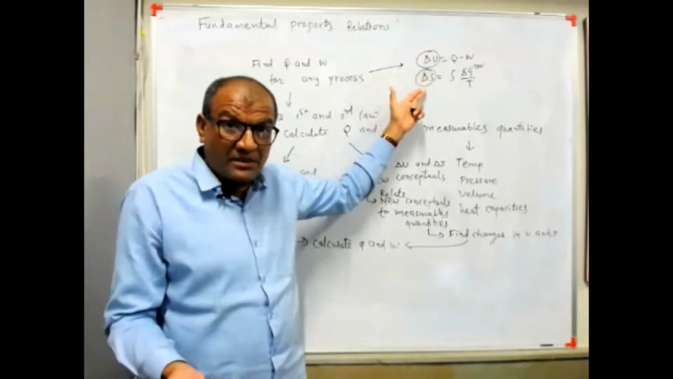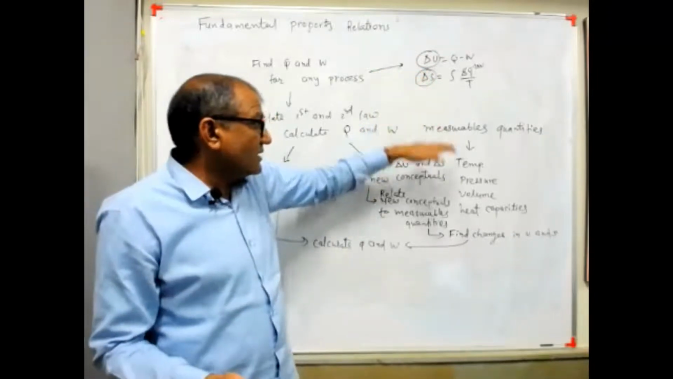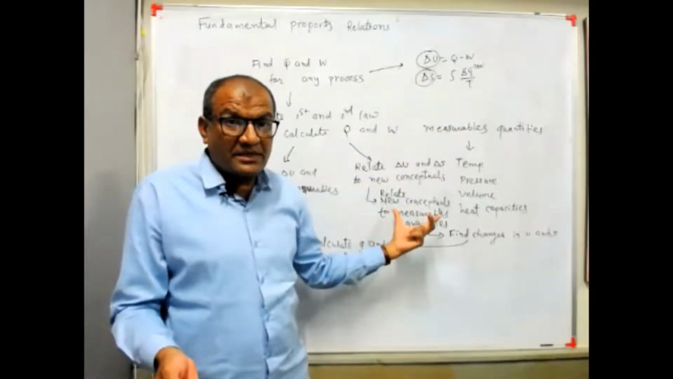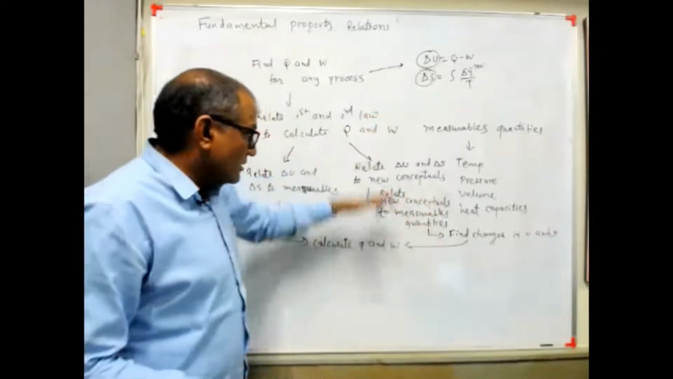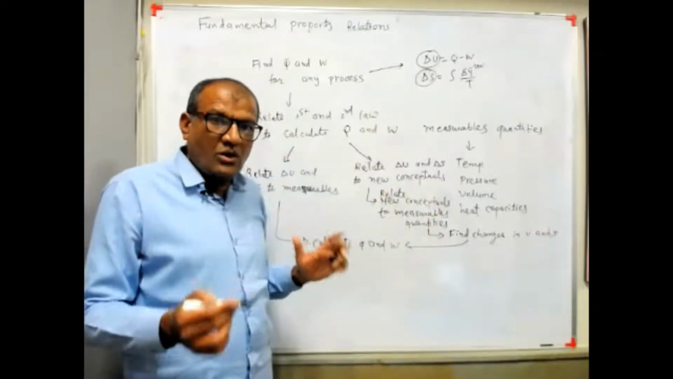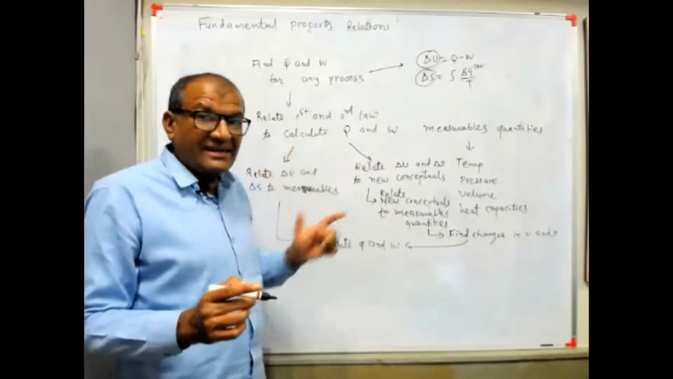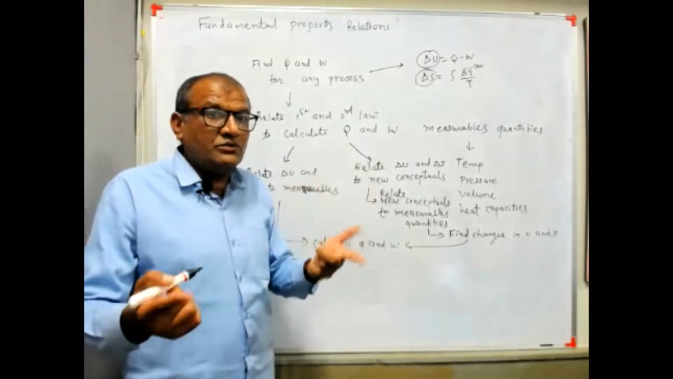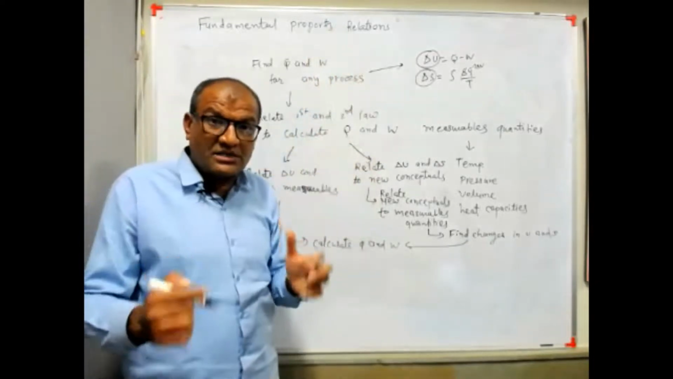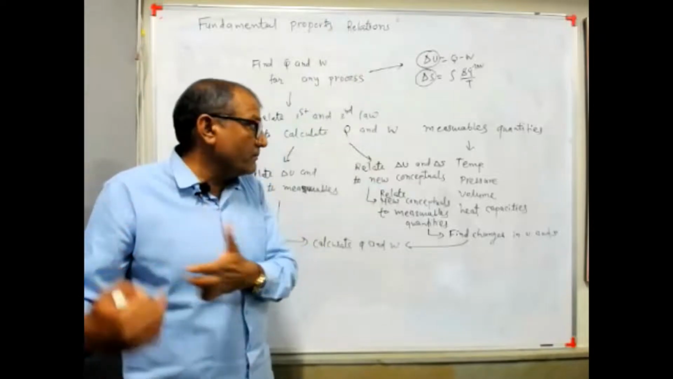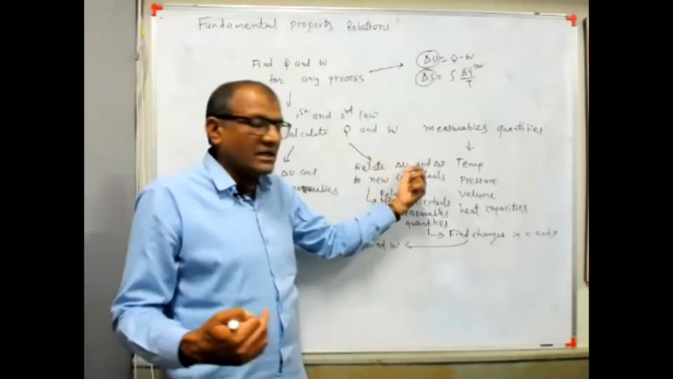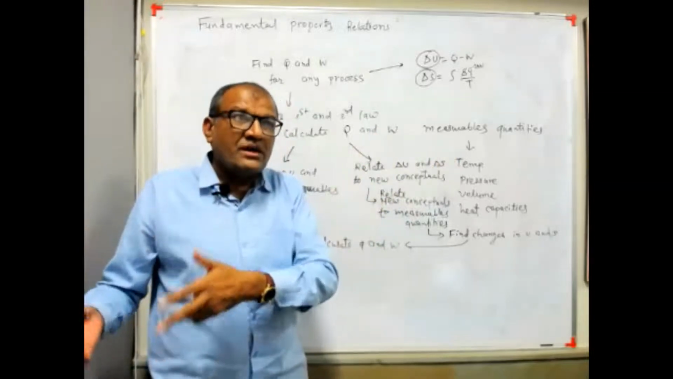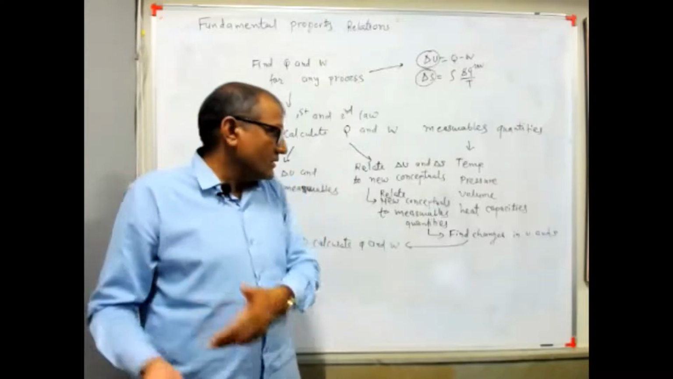If those are not measurable, you can't measure by experiment, then relate with any other quantity that can be measurable. This is the methodology to solve any problem, and this is the motivation for the development of fundamental property relations. Means we are going to develop relations among delta U, delta S, and other properties like Gibbs free energy, enthalpy, then Helmholtz free energy.